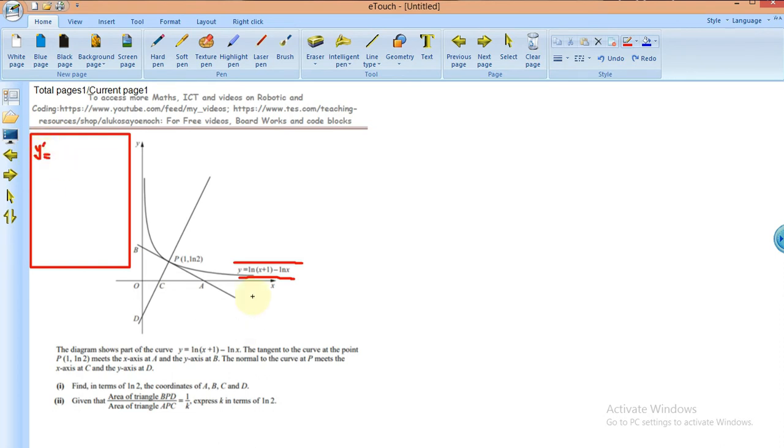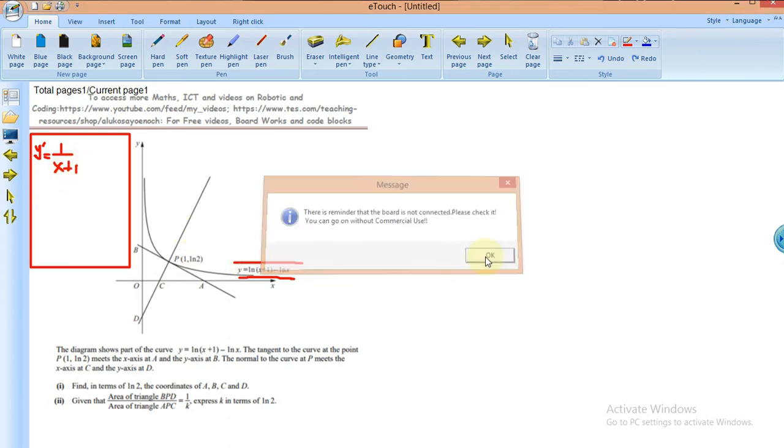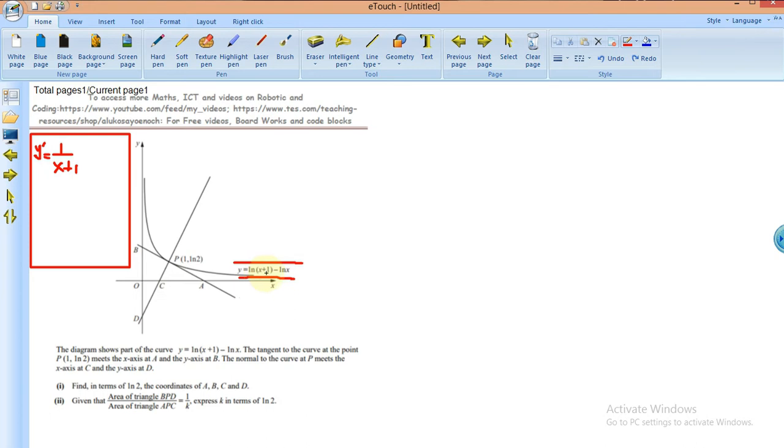Of this function, when you differentiate a natural log function, you differentiate with respect to ln. So that is 1 over x plus 1. It's a function of a function, then times the derivative of the algebraic part, x plus 1. When you differentiate x plus 1, that will give you 1, so times 1 will not affect it. Then minus the derivative of ln x, that will be 1 over x.